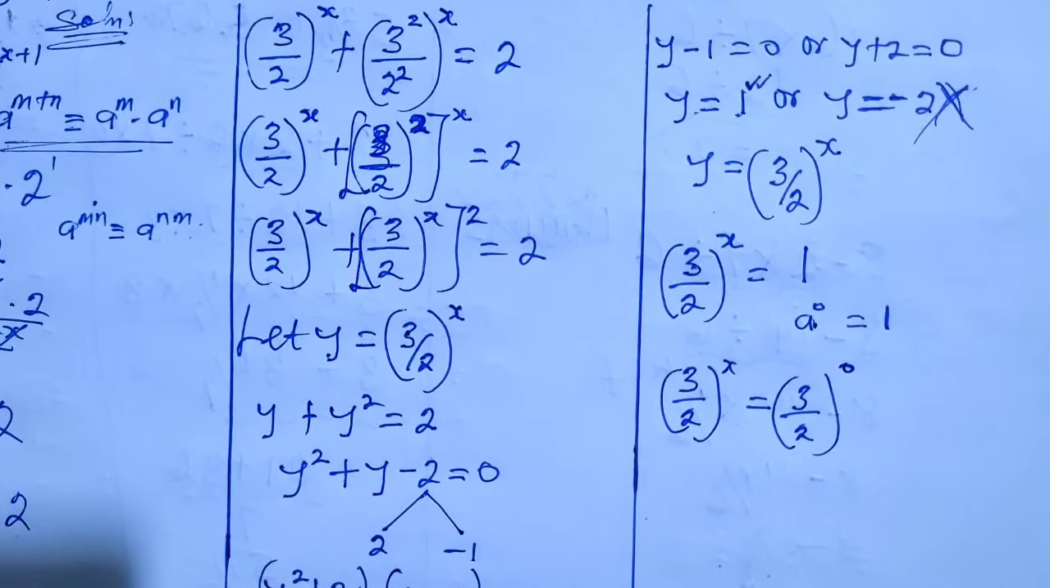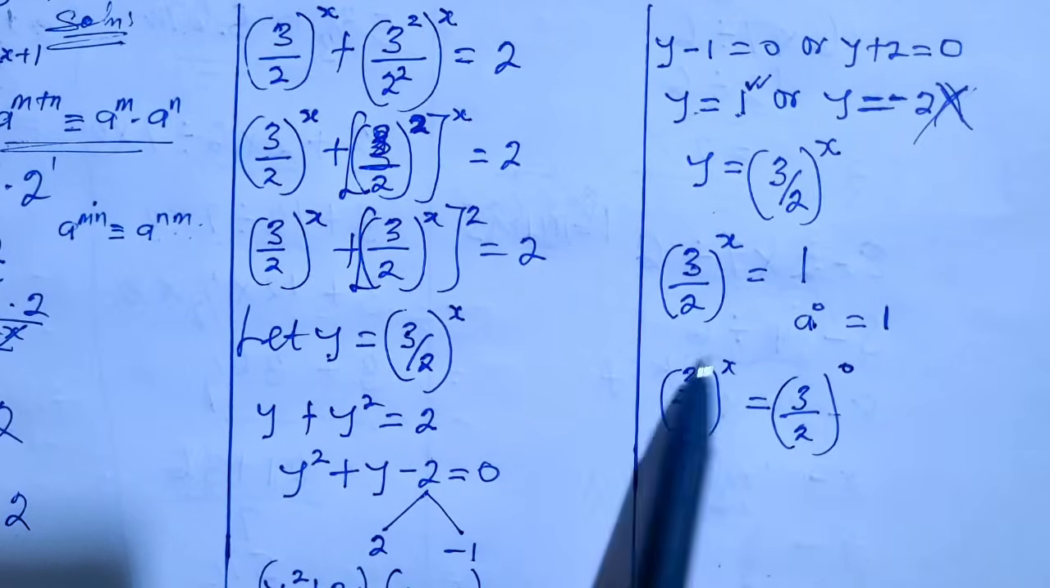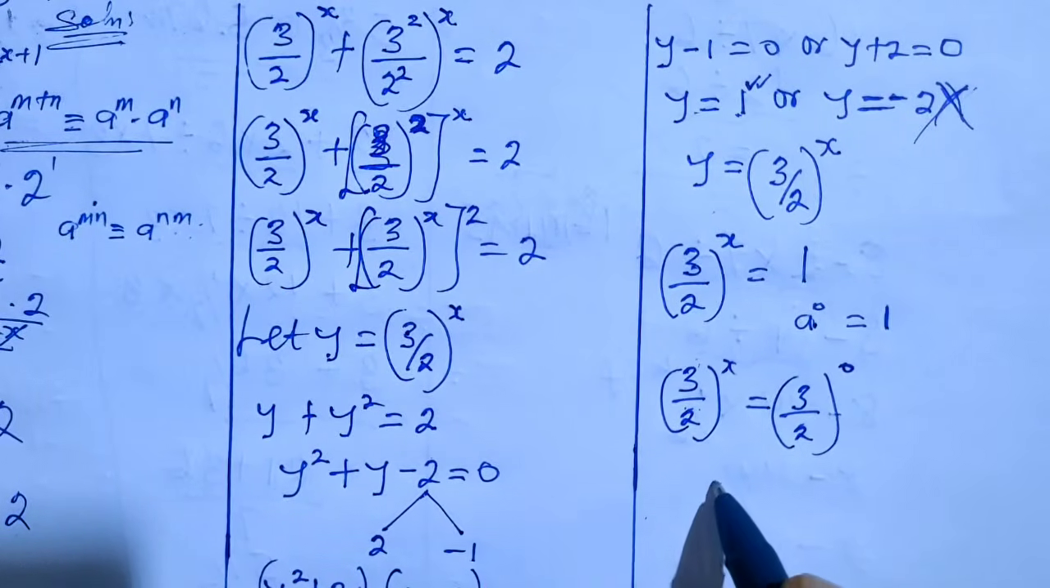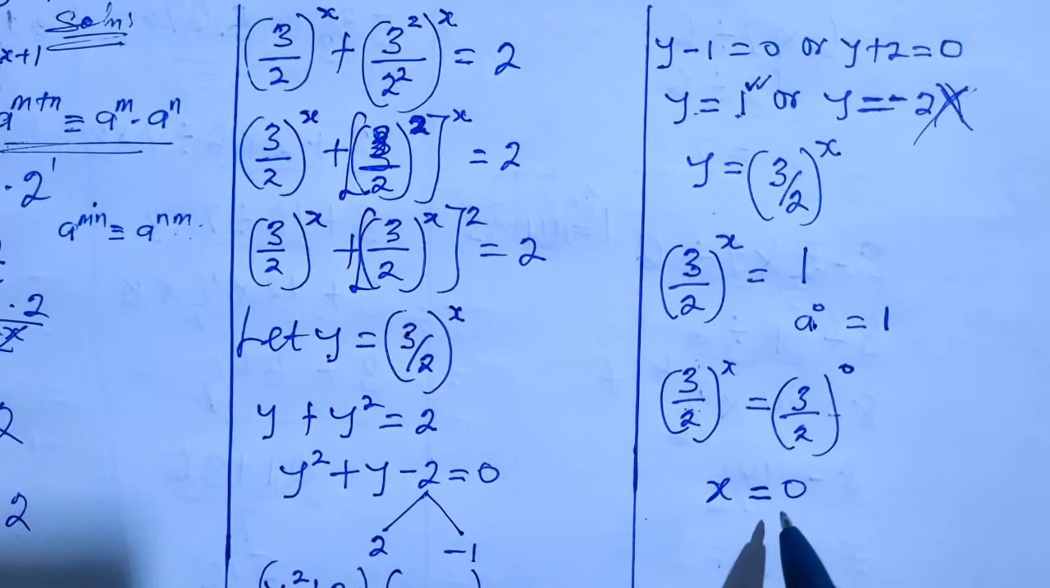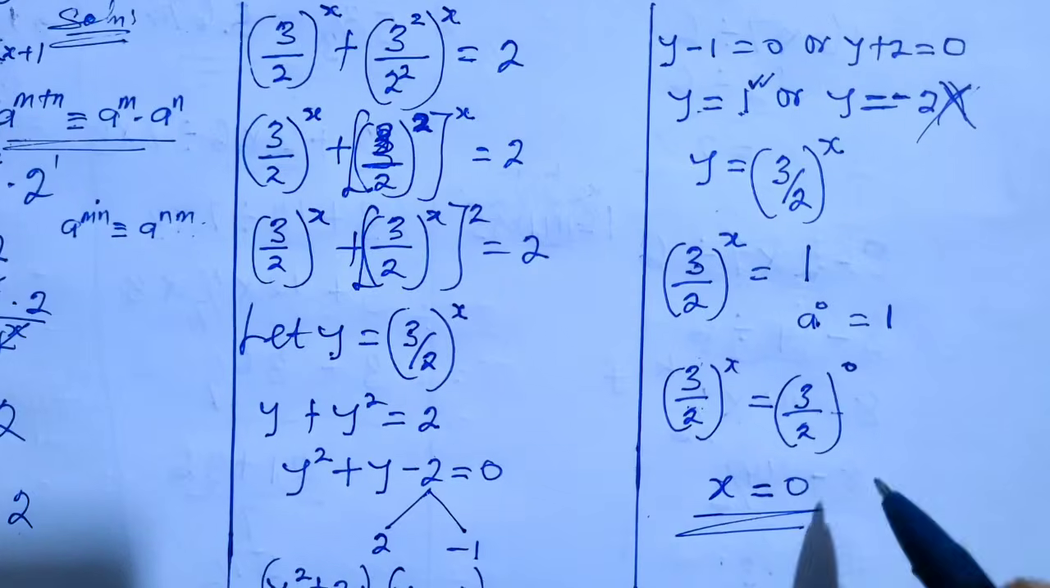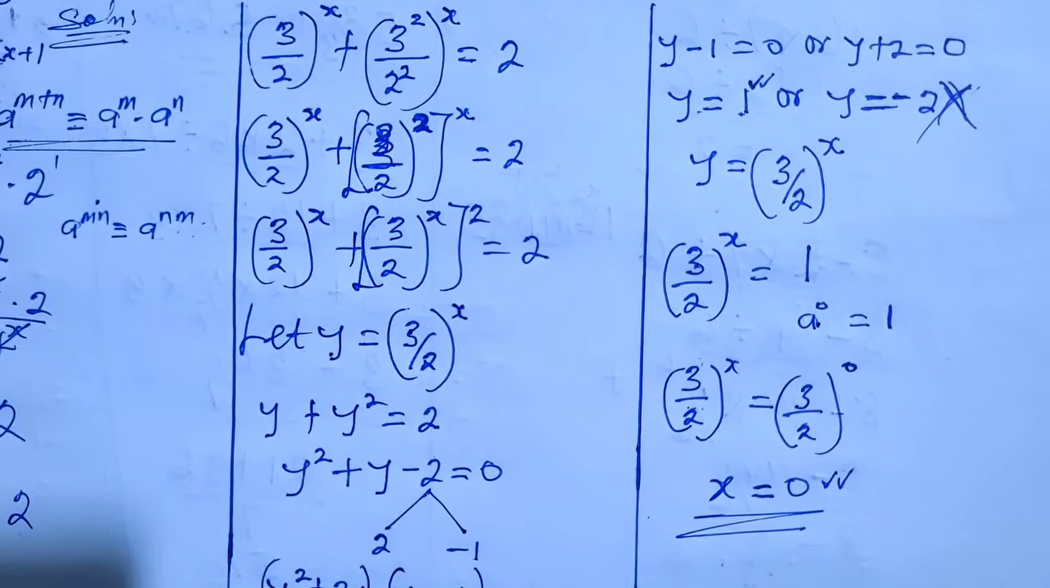Therefore, in this case, since the bases are the same here, we are going to equate the powers. Therefore, x equals 0. And this is the value of x that will satisfy this equation right here.